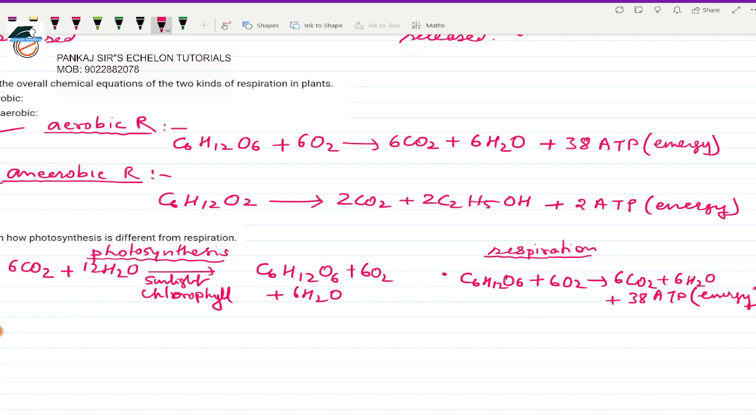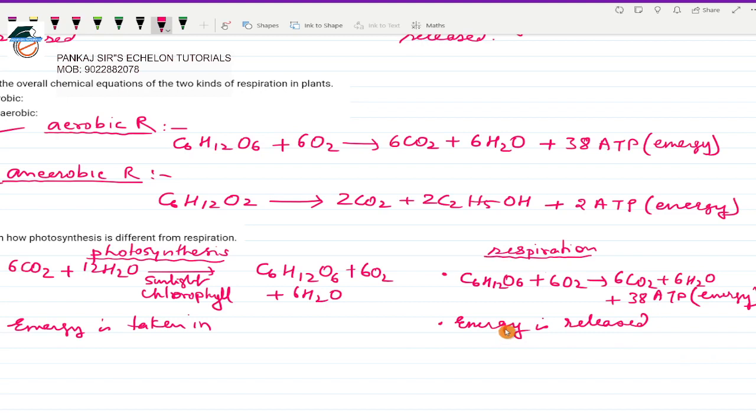Second thing is, in photosynthesis there is no energy released. In fact, energy is taken in, and in respiration energy is released. That's the second point of difference, isn't it?